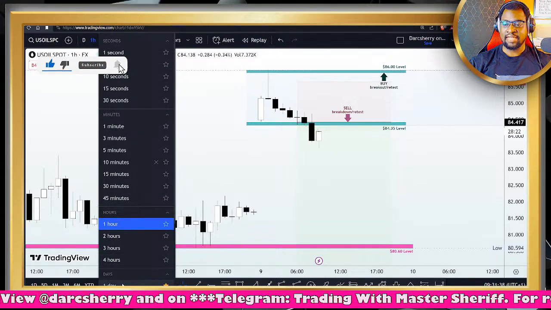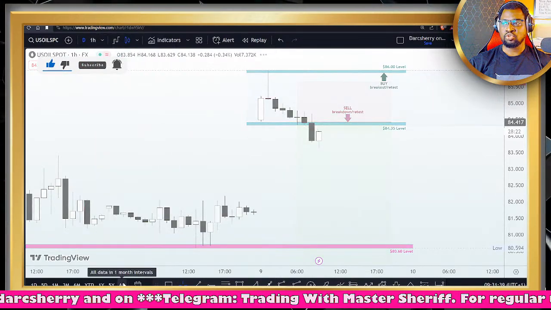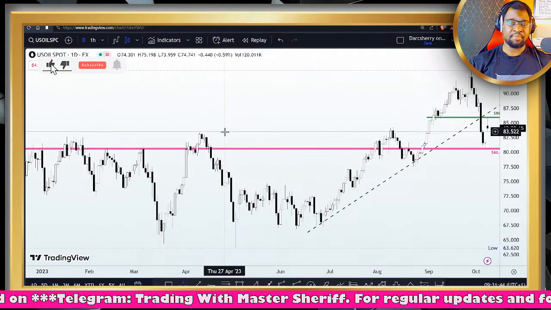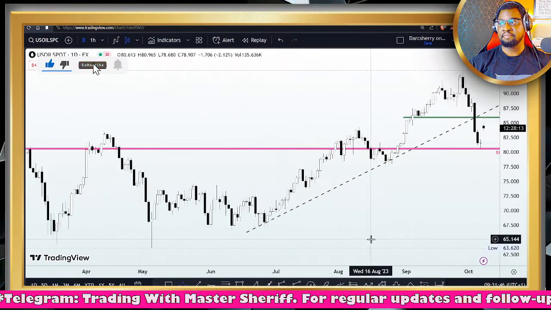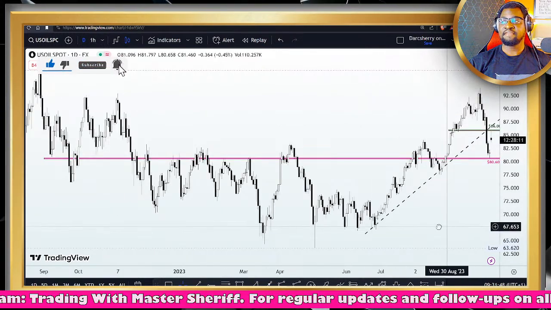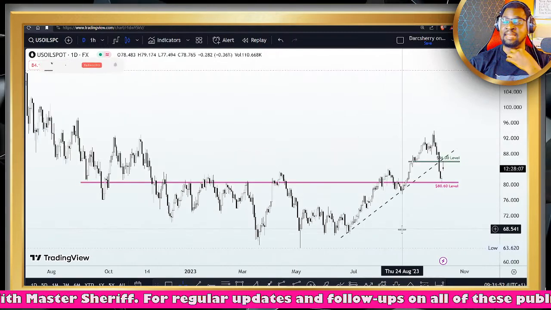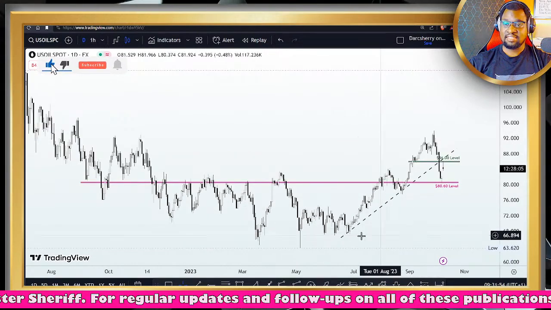And in fact, what I did here was I started from the daily time frame, my analysis. And the first thing I was able to observe on this chart is that key level at the $80.60 area.